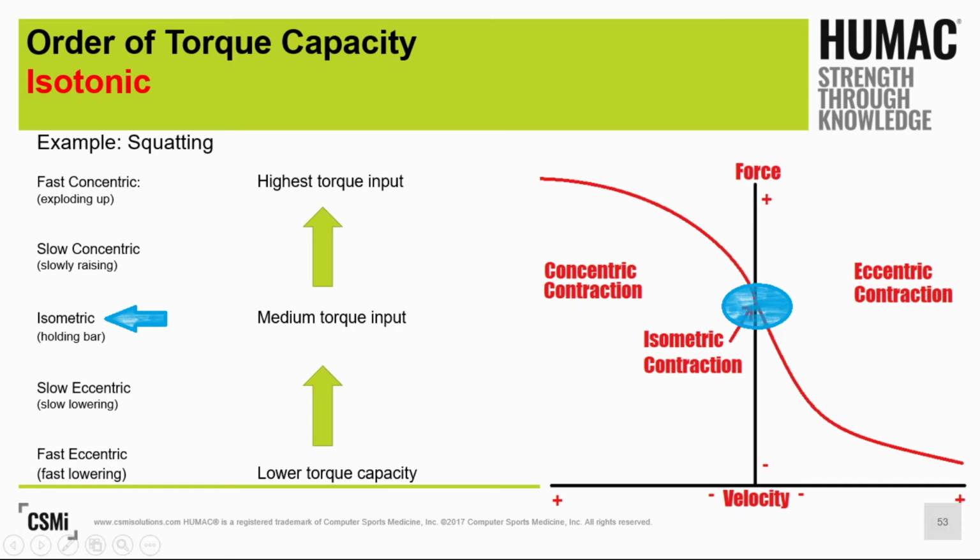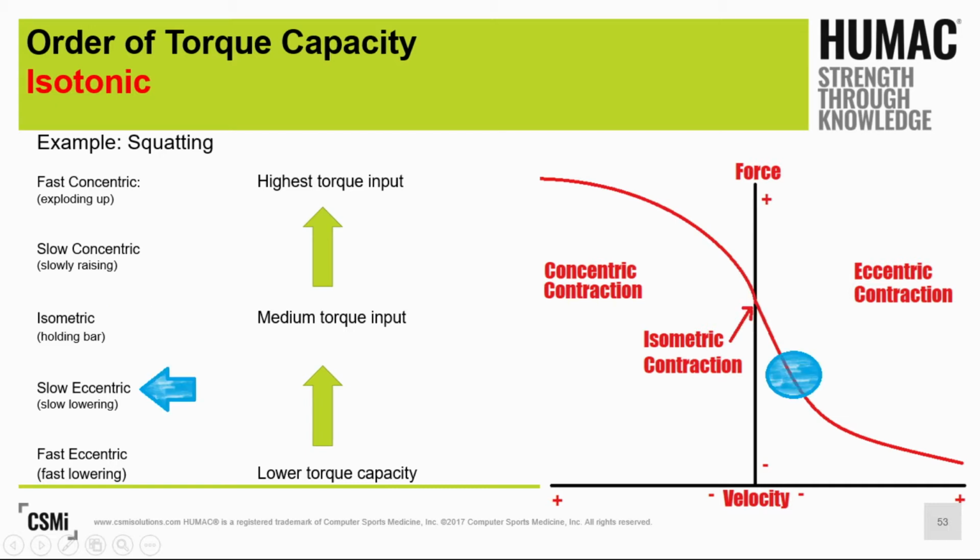The example I want to use for this is the squat. So if I'm standing with the bar across my back just before I begin my squat, that's an isometric hold. If my bar weighs 225 pounds, then it's pushing down on me with 225 pounds, and I'm matching that amount and putting 225 pounds of force up into the bar.